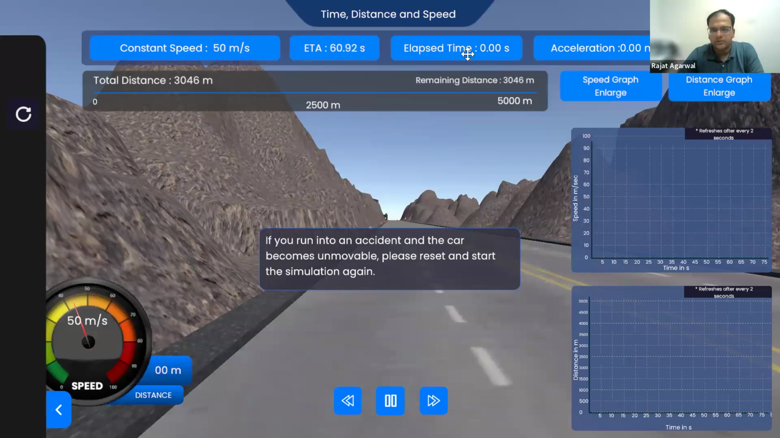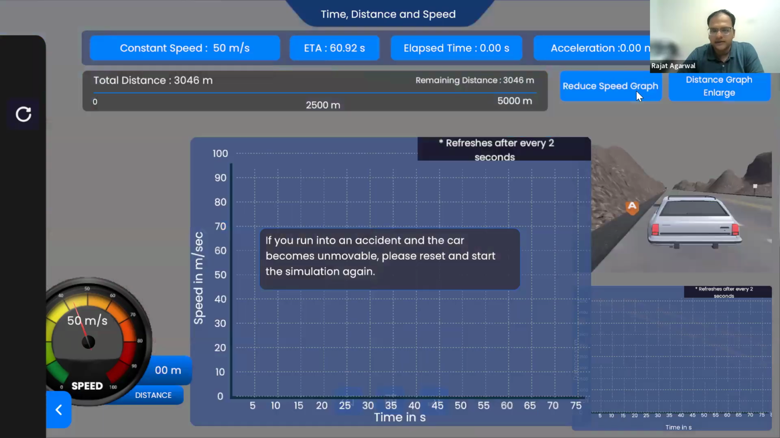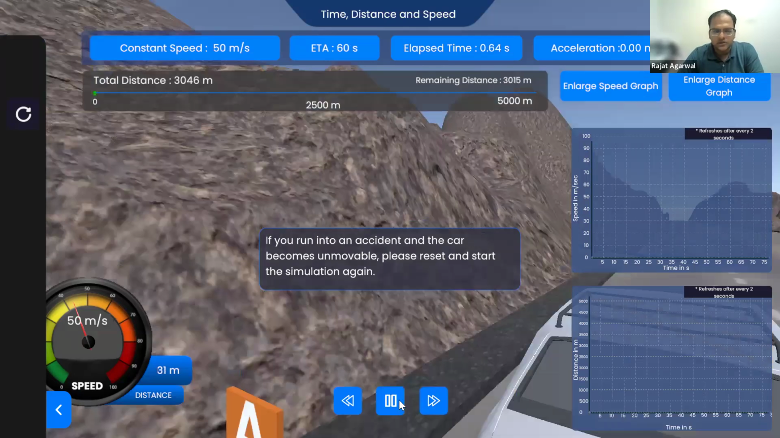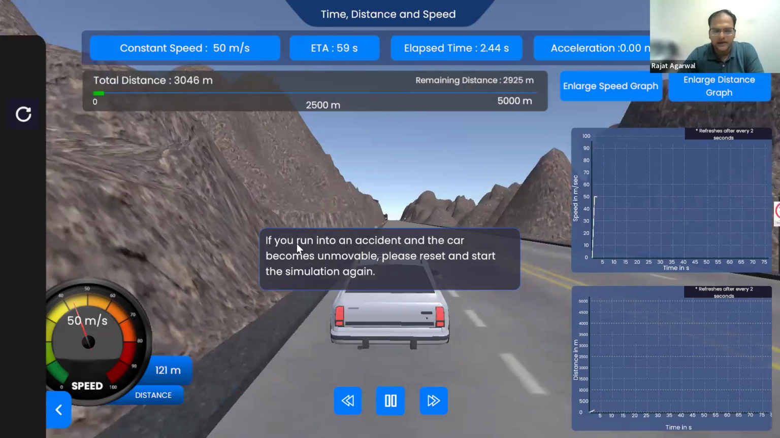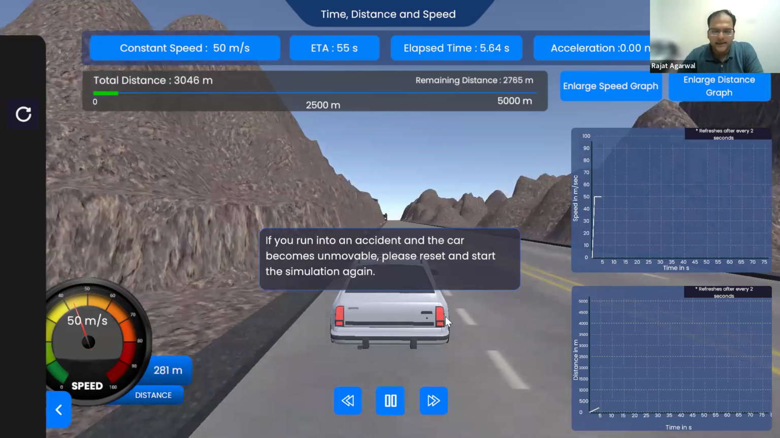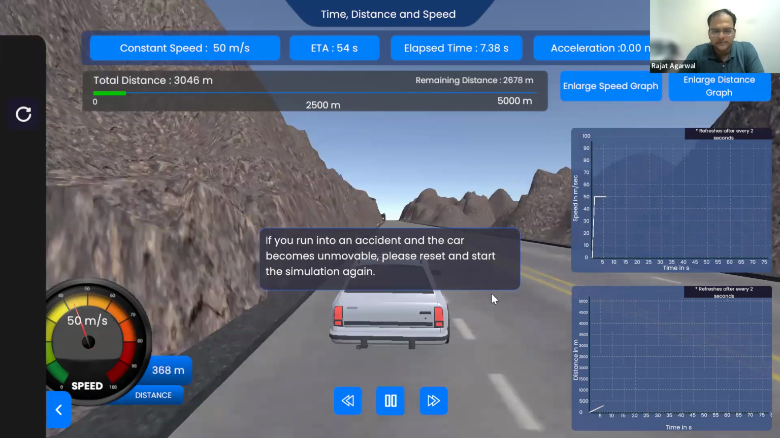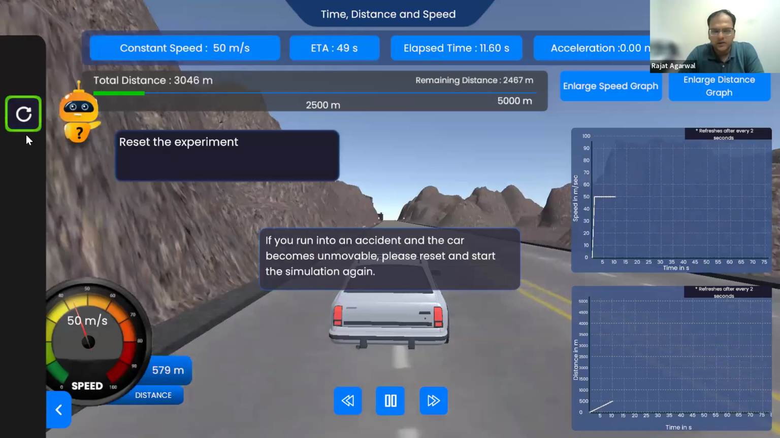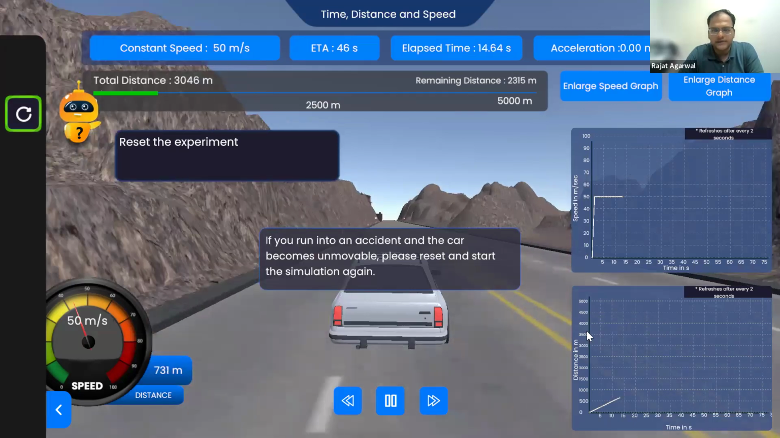I am going to look at what are the things which I can see over here. I can see a speedometer, I can see few graphs, right? This is the speed graph and this is the distance graph. Okay, what else do I have? I think we are set. So here you go. We have our car which is running. I can actually see how the car is running right now and what is the kind of graph which is being created, right?